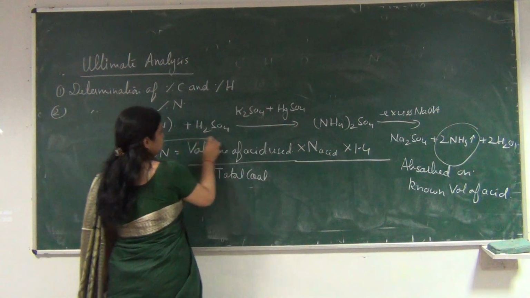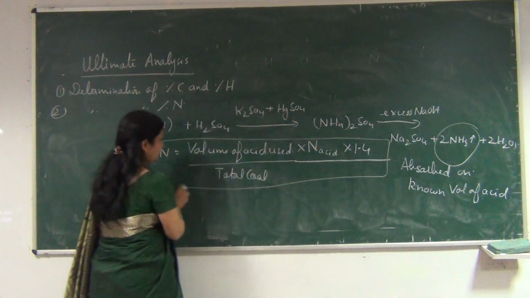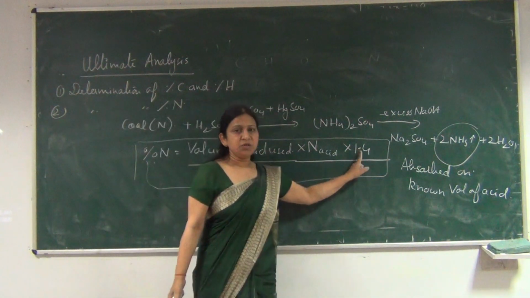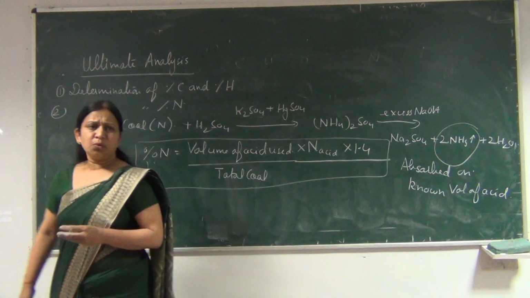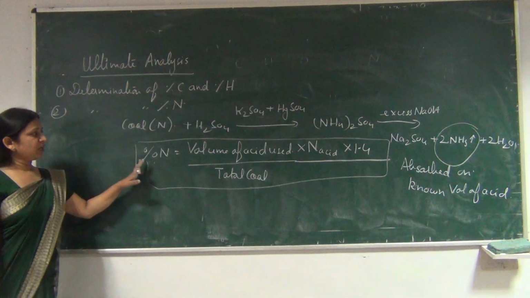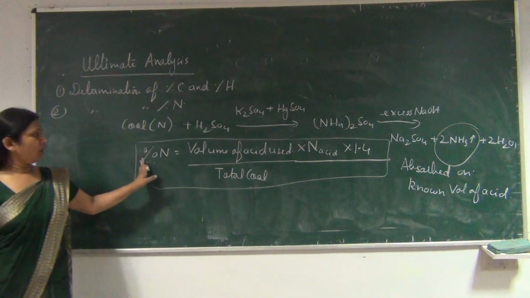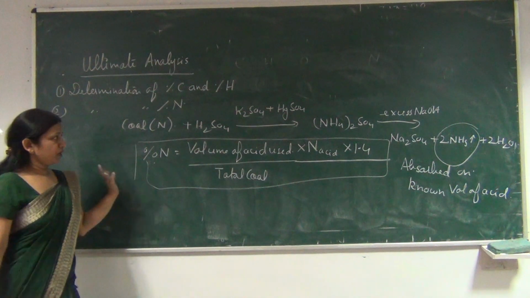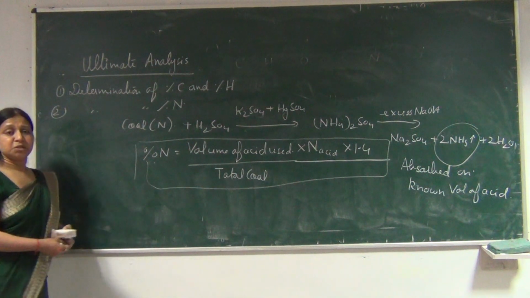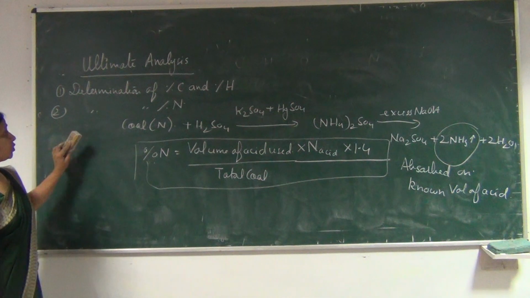Now this is the equation. This 1.4 is a constant which has come after a derivation. So we are not going to do that derivation. We have to know only the formula to determine the percentage of nitrogen. So this is how we are going to determine the percentage of nitrogen in the coal.